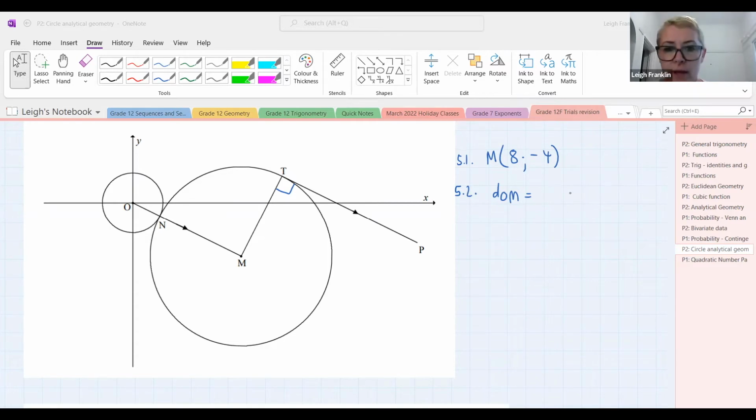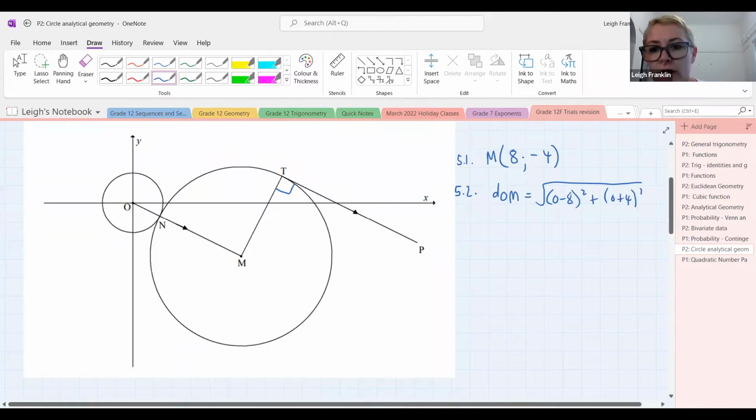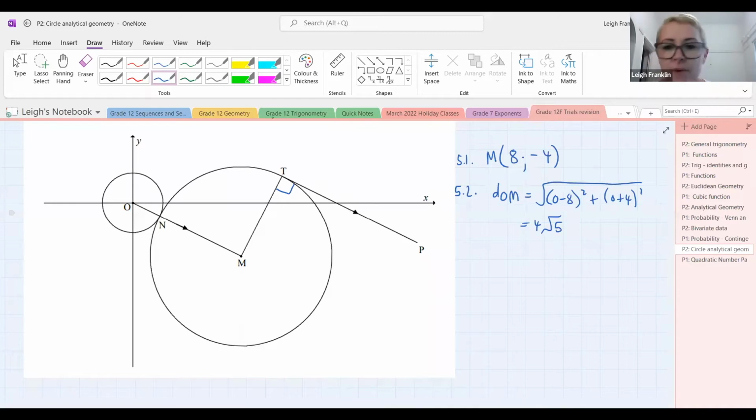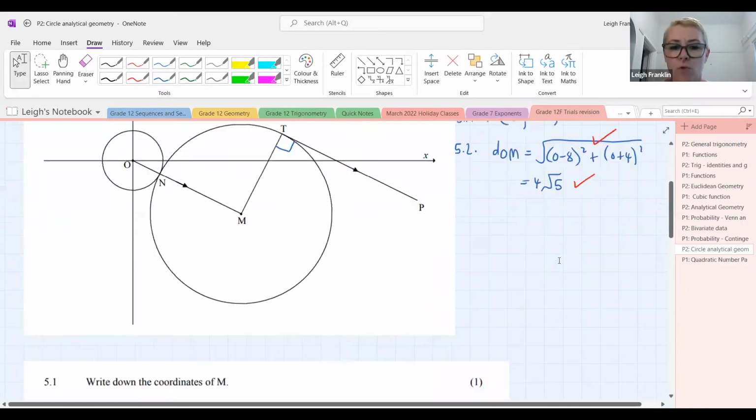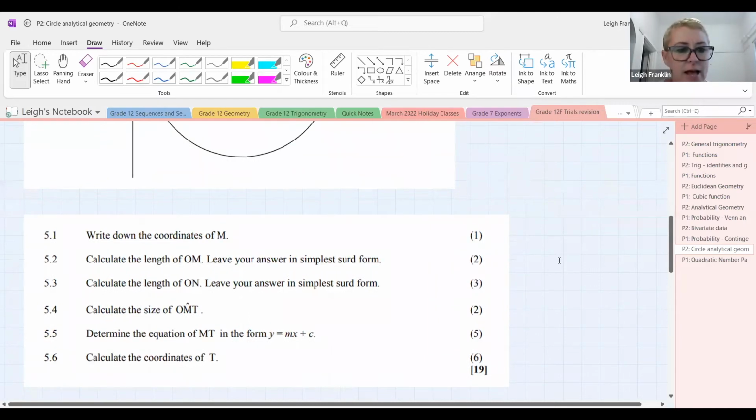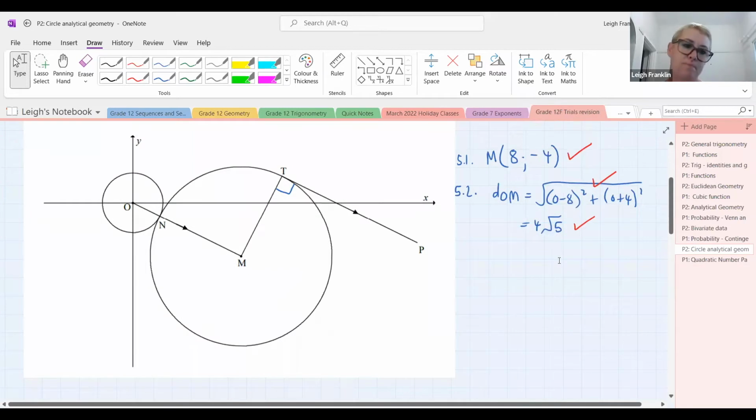Okay, good job. All right, so you would have subbed into the distance formula and you would have said 0 minus 8 squared plus 0 plus 4 squared, and that would have given you the 4 root 5. Okay, so very important in maths when we use a formula, we've got to show that we've subbed in, and then we're going to show what our answer is as well. Obviously, we would get a mark for the coordinates at the center. Now they want us to calculate the length of ON.